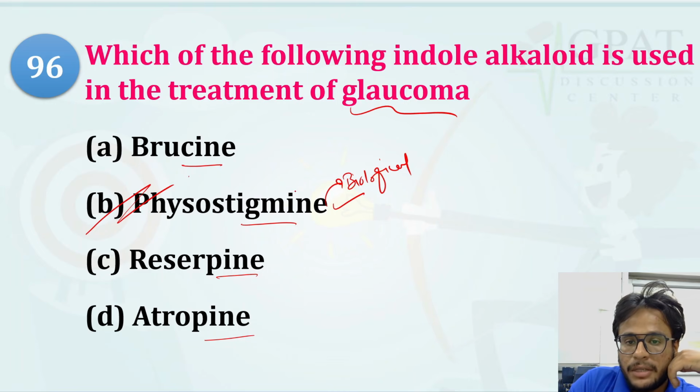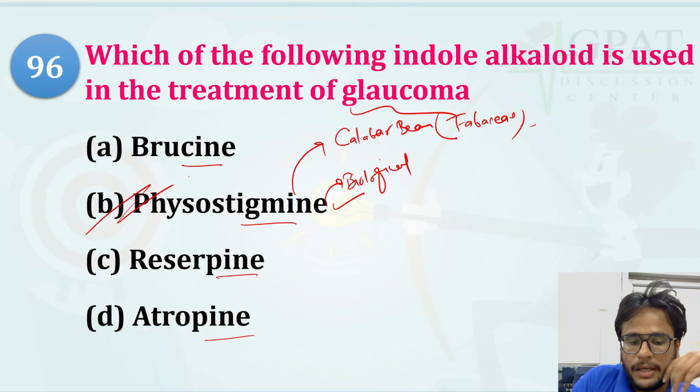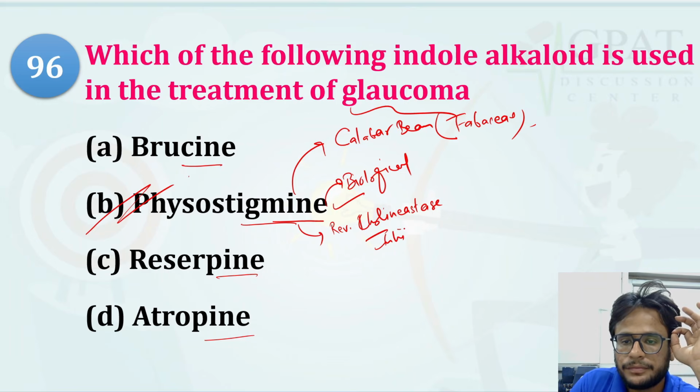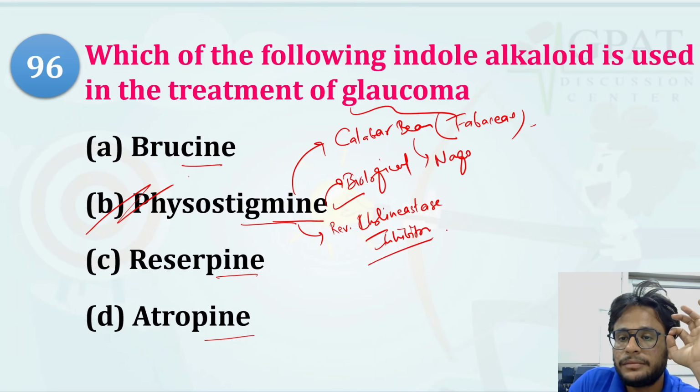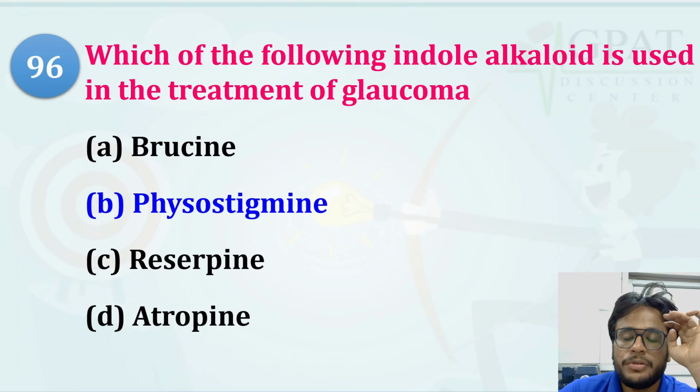Okay, so the physostigmine is isolated from the plant that is also known by the name of calabar bean, belonging to the family Fabaceae. And what physostigmine actually is? It mainly acts as a reversible cholinesterase enzyme inhibitor. Okay, so these are some important points. And the native source of this calabar bean is Nigeria. So these are all the other important points related to physostigmine that is being used in the treatment of glaucoma. So option B is going to be the correct one for that particular question.